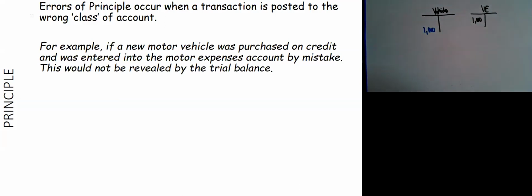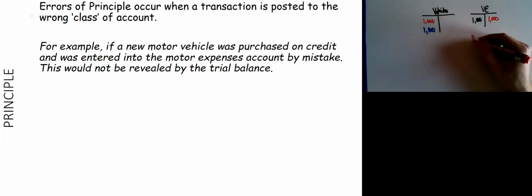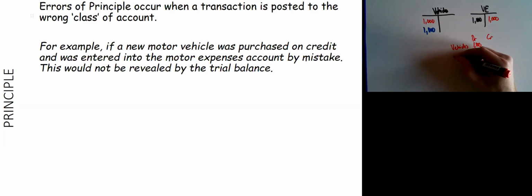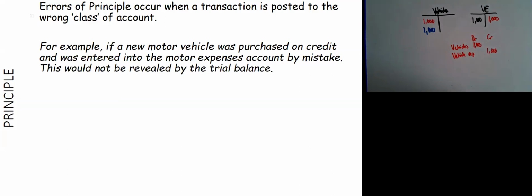So to fix it, I need to get rid of £1,000 on that side, then put £1,000 on that side. So my debit goes in the vehicles, that's what it should have been, and my credit is the vehicle expenses. Now, most of the time for a principal, it's always this kind of scenario of vehicles and vehicle expenses. But there's nothing stopping it being something else, for example, instead of income, you could put it in a liability account, etc.